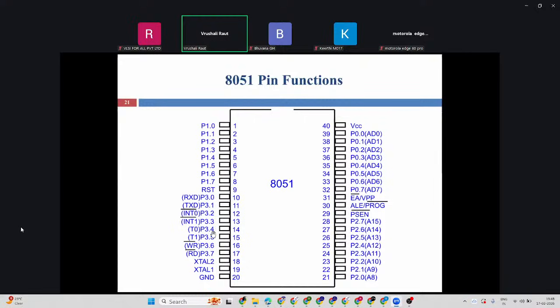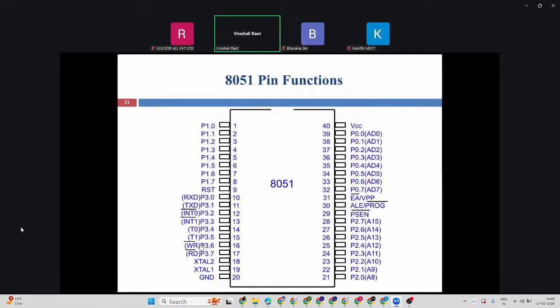After that, these two pins P3.4 and P3.5, along with the port pin, act as timer 0 and timer 1 pins. Then P3.6 and P3.7 are write bar and read bar. We have checked this write bar and read bar in the previous diagram. It was used for accessing external memory. Then XTAL2 and XTAL1 are for connecting the crystal oscillator arrangement. The 8051 runs with a particular frequency, and that oscillator arrangement can be connected here, and then there is ground.